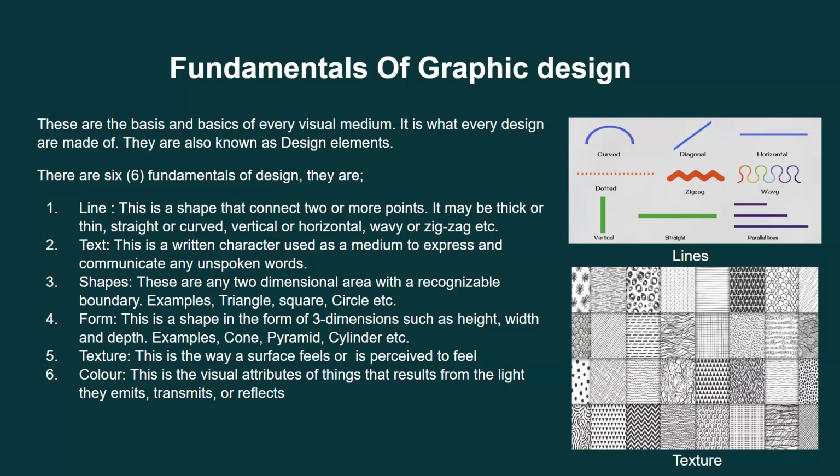Then we have text also. Text is also a fundamental of graphic design, because there is no graphic design without you writing the text. That is, either you are calling people to do something or to perform an action. So a text can be a written character that you are using to express unspoken words. Then we have shapes. We have different shapes, such as square, triangle, circle. A shape is any 2-dimensional area with a recognizable boundary.